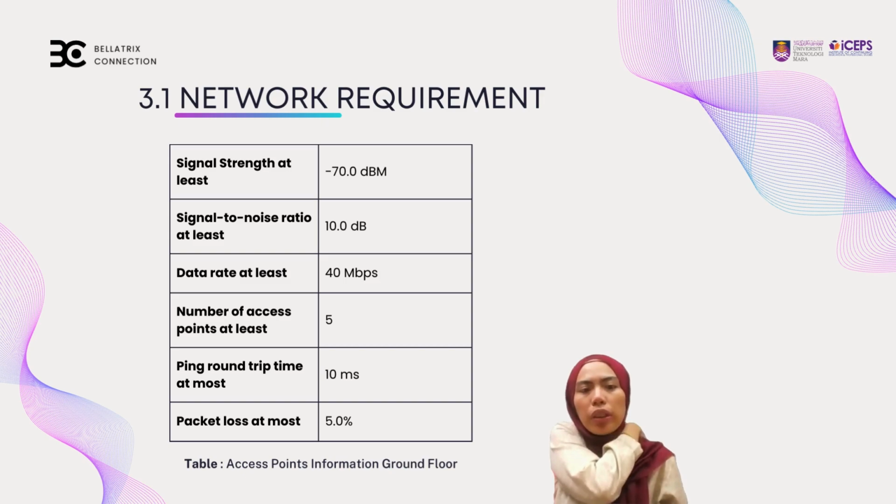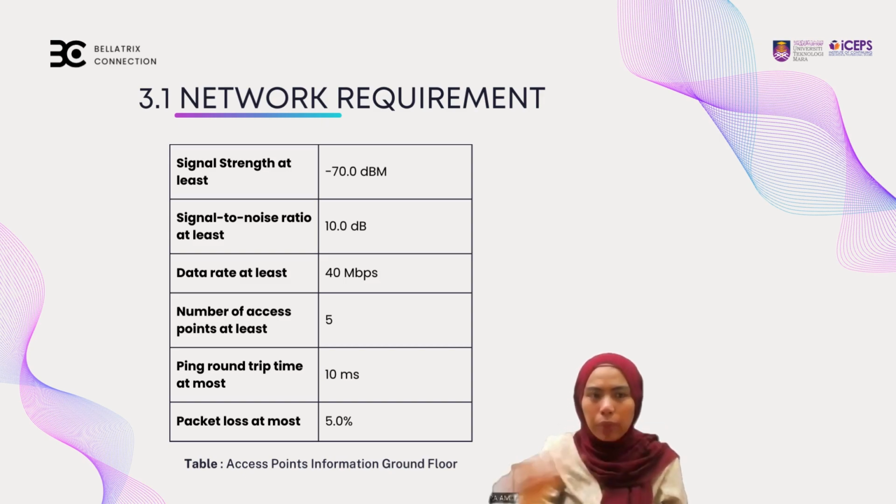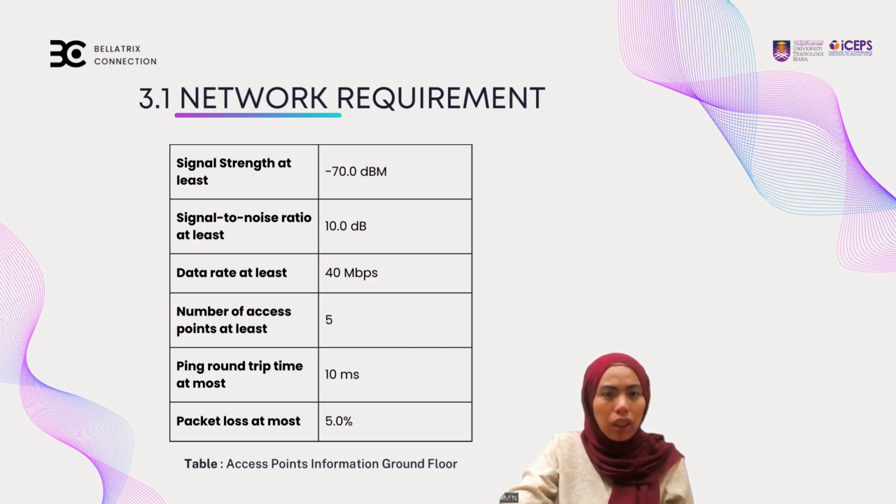Below is the info table for access point information at ground floor. First is a signal strength of at least negative 70 dBm. A higher negative dBm value, closer to zero, indicates a stronger signal. Next is the signal to noise ratio. This is the ratio of the signal strength to background noise. A higher SNR such as 10.0 dB indicates a better quality signal with less interference.